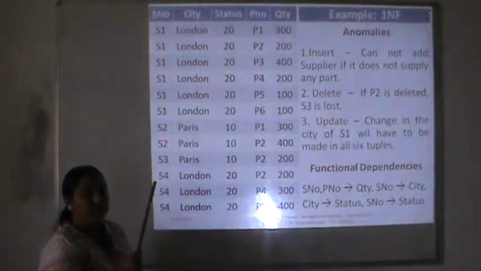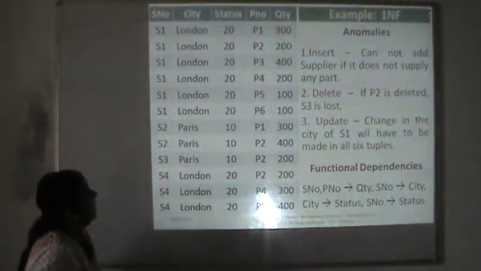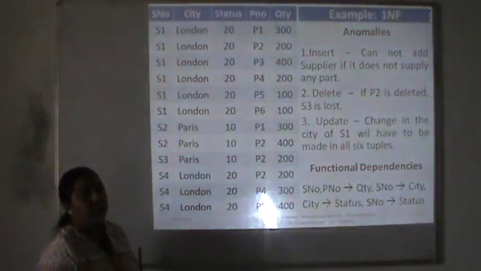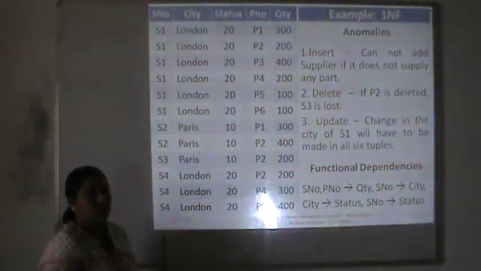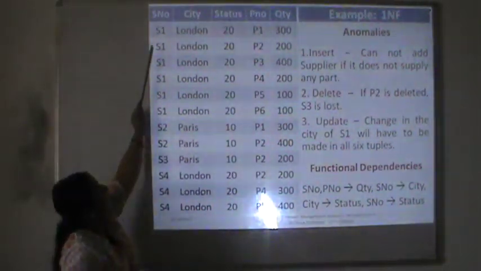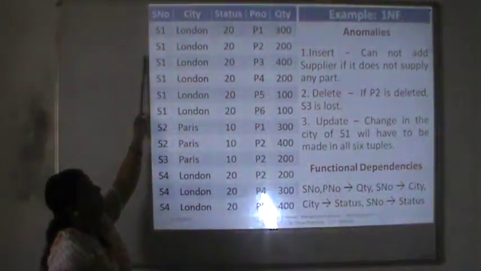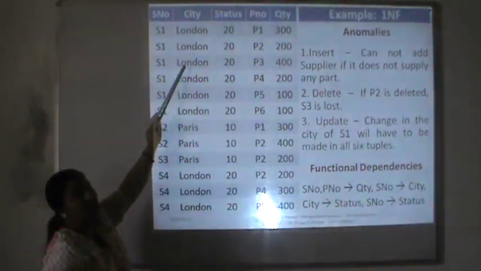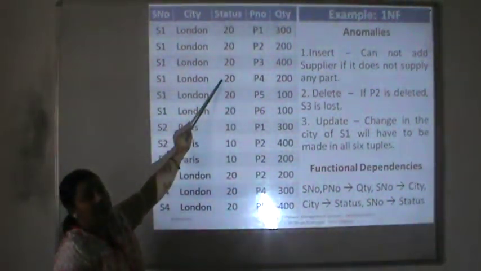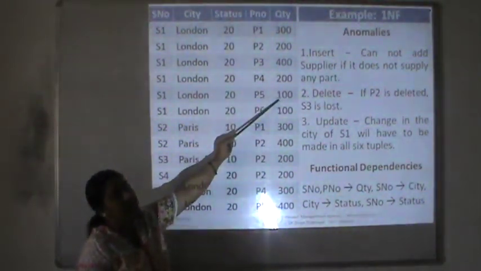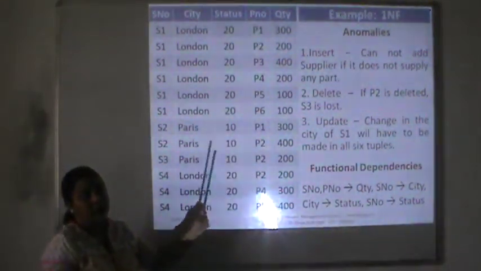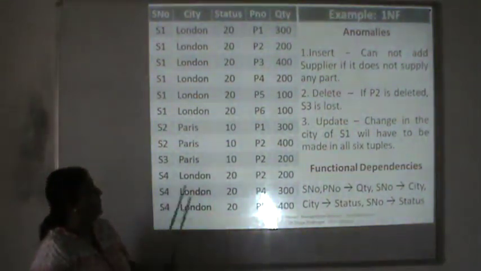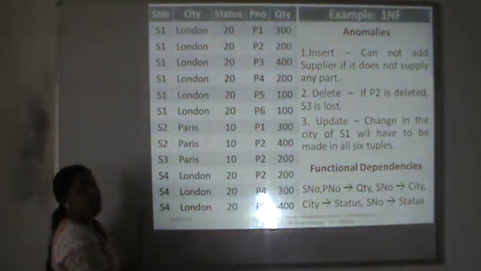Now this is a design of the relation R. Let us see whether it is in first normal form or not. To be in first normal form, all its attributes should hold atomic values. Let us see supplier number. Supplier number is an atomic value. City, again this attribute is not composite. It is not multi-valued, so it is atomic. Status is again atomic. Part number is also atomic. And quantity is also atomic. So all these attributes are atomic. The domains are atomic; none of them is composite or multi-valued. Therefore, this relation is in first normal form.